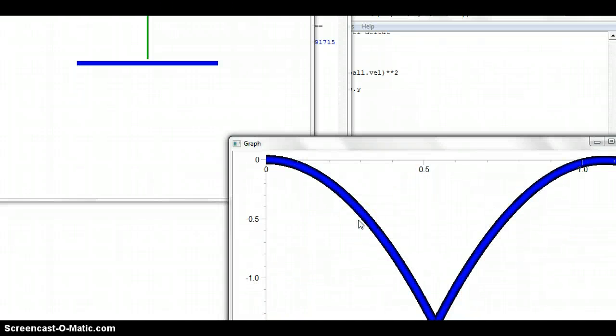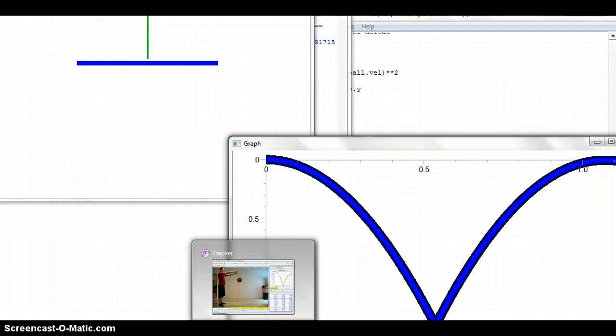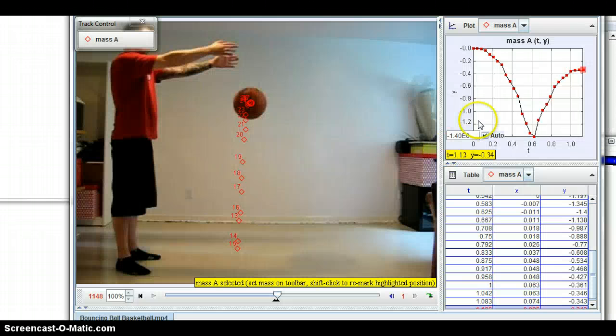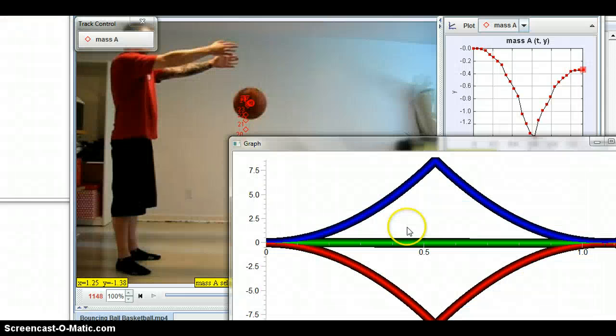This graph shows the position versus time graph, which very closely resembles the model that was generated by the data from Tracker, right here. My model shows the law of energy conservation applies to the bounce of a basketball.